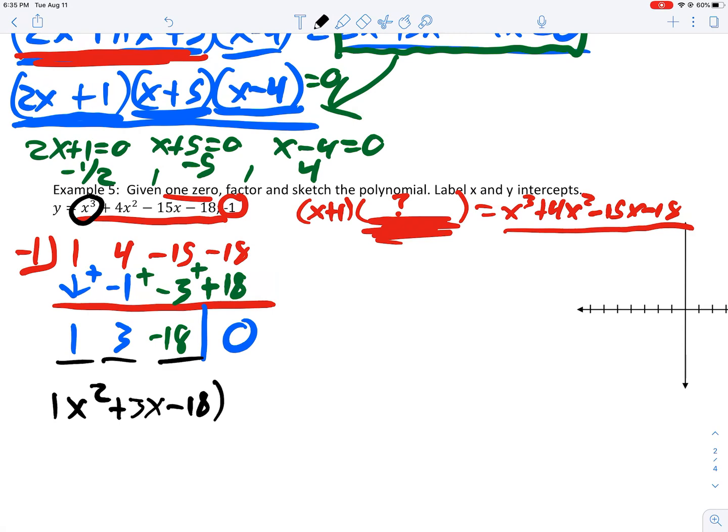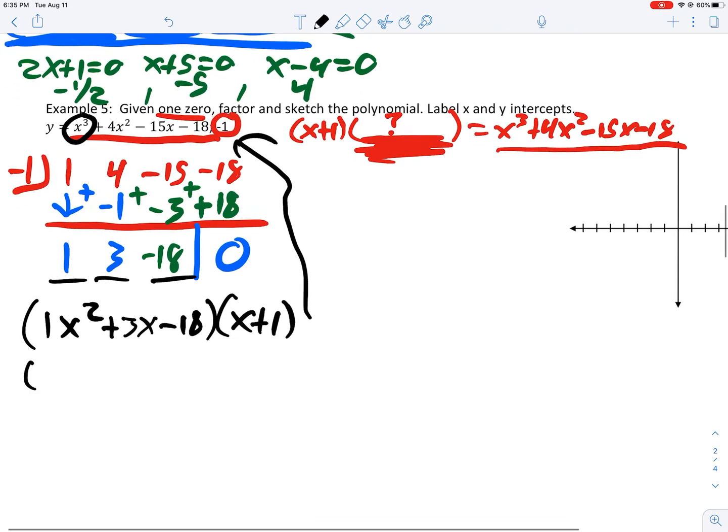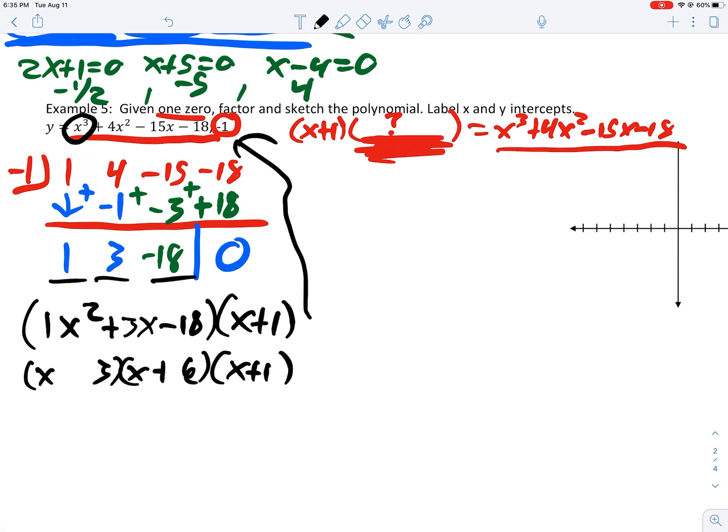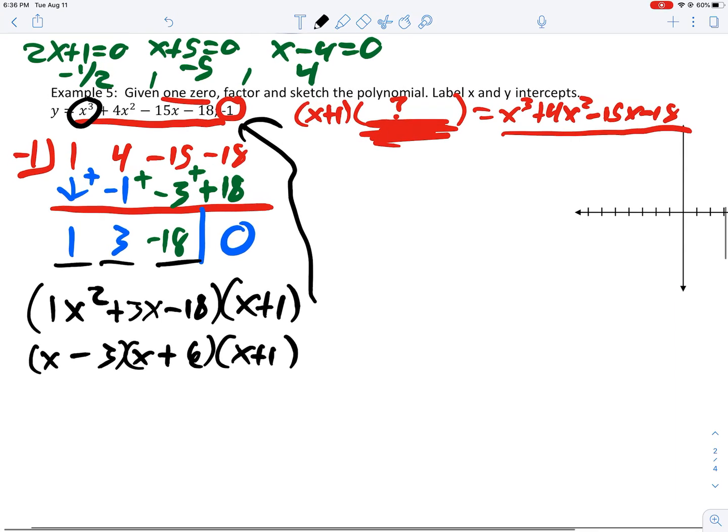So I know that trinomial times x plus 1 equals what I started with. That's what it equals. So I used a division to get a trinomial that I can factor. So I can factor this trinomial. So x, right? 6 and 3, plus 6, minus 3. So now I've got it in factored form. Right? That part I just underlined in black, that's factored form. It was in standard form, and I used the division to get it now into factored form.